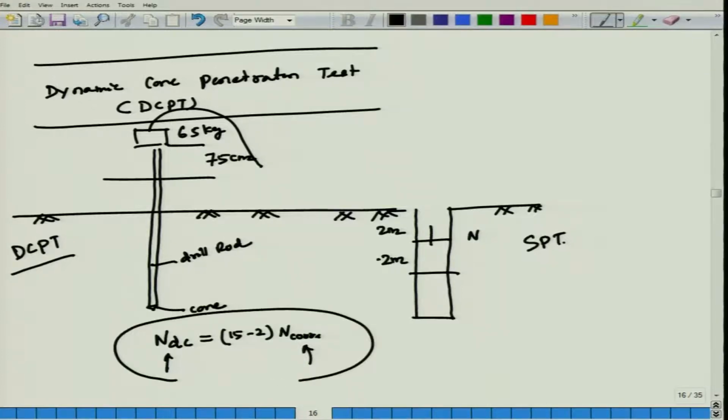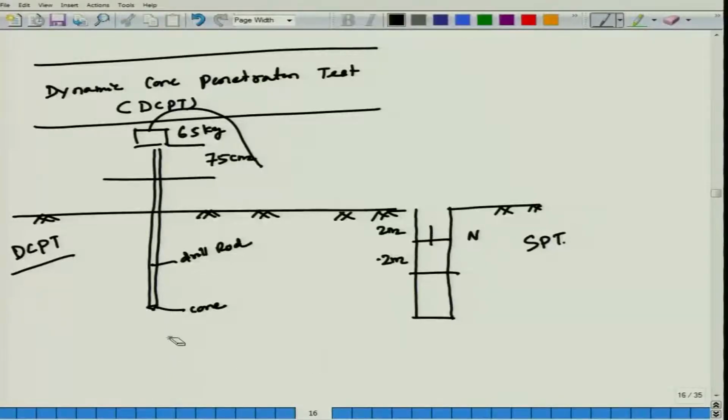I will check this correlation, there are other correlations also available, I will check the correct one and put it. So, basically once you get a DCPT, you can find out the SPT N value from the correlations. Once you get the corrected SPT N value, from it you can find out your value of phi. Once you get the phi value, from there you can find out your relative density. The phi value will be helpful for your foundation design.